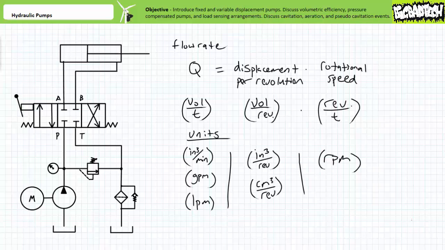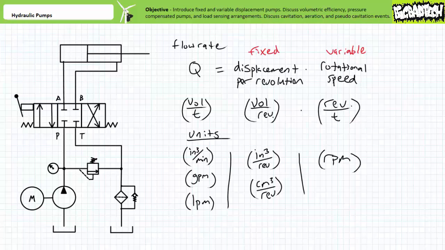Flow rate is calculated using the displacement per revolution times the rotational speed. Displacement is typically expressed in units of cubic inches per revolution, and rotational speed is typically expressed in units of revolutions per minute. Flow rate calculations therefore necessitate a unit conversion, since flow rate is customarily expressed in units of gallons per minute. Take note, displacement is often referred to on a pump data sheet as CIR, for cubic inches per revolution.